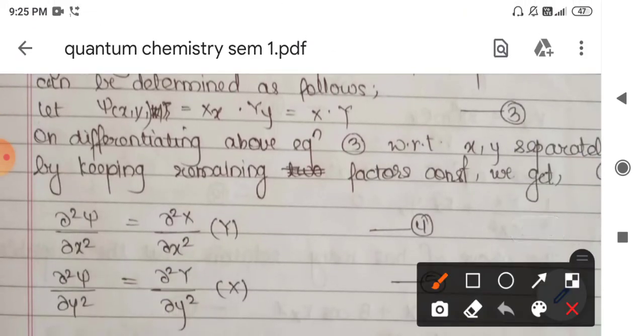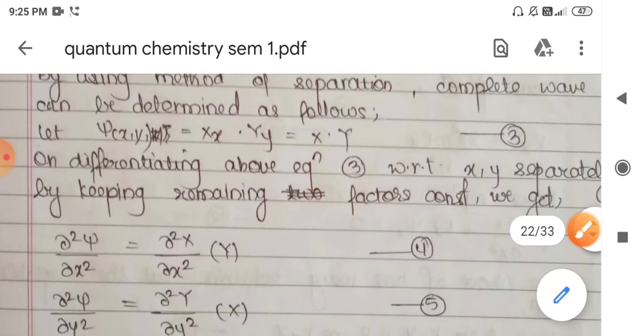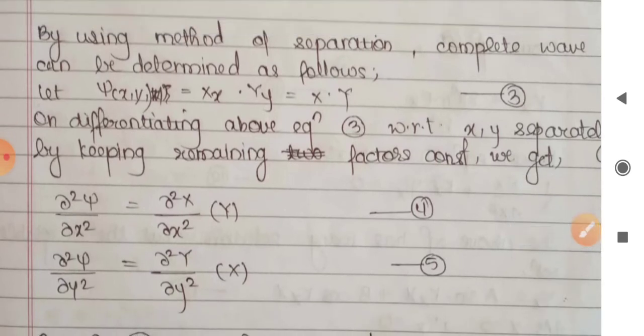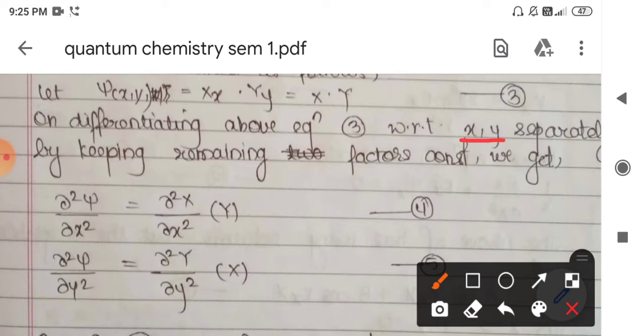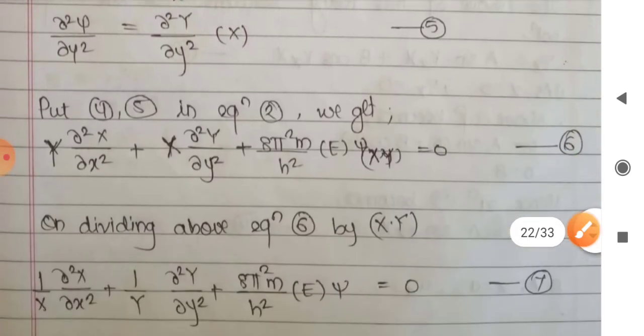By using the method of separation of variables, again we will use capital psi as the function of small x and small y, psi of x into psi of y, which I can simply represent as capital X into capital Y. Upon differentiating this equation with respect to x and with respect to y, we get the double differentiation. That is d2 psi upon dx square is equal to d2 X upon dx square into Y, and this Y is a constant function, so it will remain as it is.